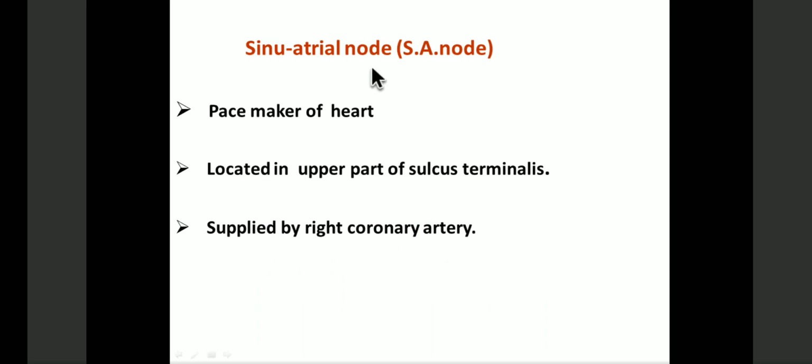The SA node, or the sinoatrial node, is also known as the pacemaker of the heart. It is located in the upper part of the sulcus terminalis. The blood supply of the SA node is by the right coronary artery. Even the AV node is supplied majorly by the right coronary artery.